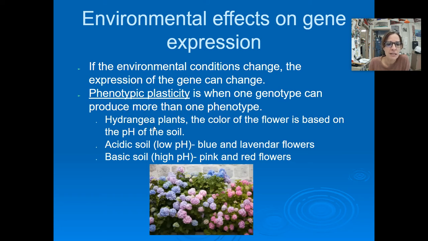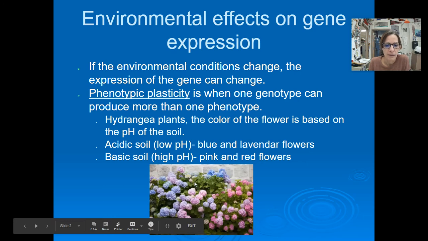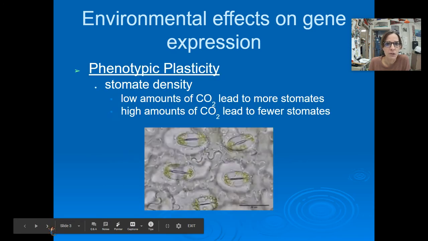So an example is hydrangea plants. The color of the flower is based on the pH of the soil. So if you have acidic soil or like a low pH, like 2 or 3, you're going to get blue and lavender flowers. Whereas if you have basic soil, like 8 or 9 or whatever, then you'll get pink and red flowers. So you can kind of see the different flower colors down below.